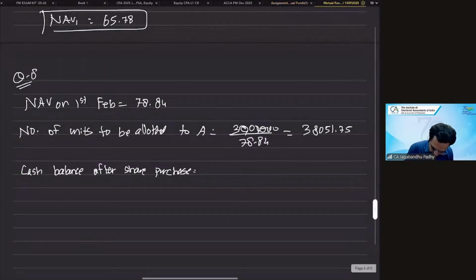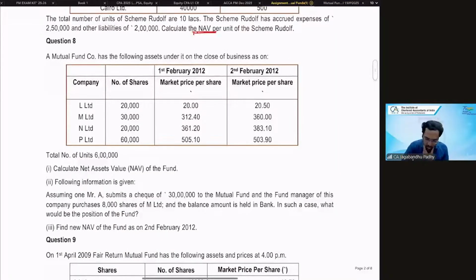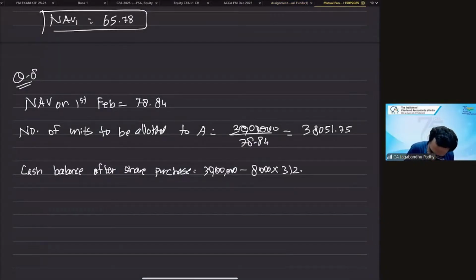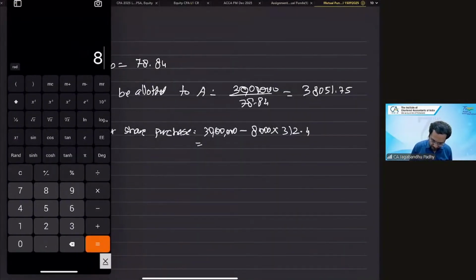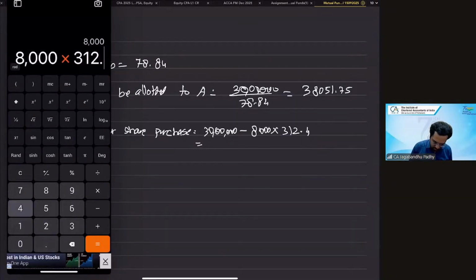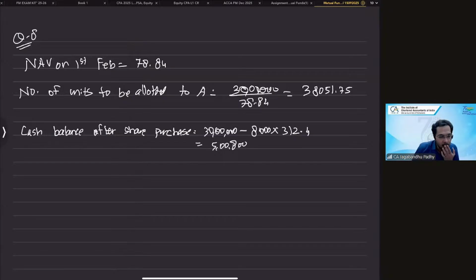312.4. So we got 30 lakhs, out of which we spent on investing 8,000 into 312.4. How much is this? So 1,20,000 into 312.4 minus 30 lakhs, which is, cash balance left is what? 5,800,000. Correct, guys? Yes, sir.